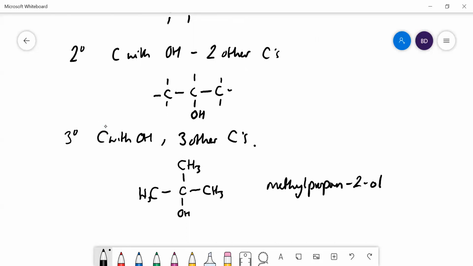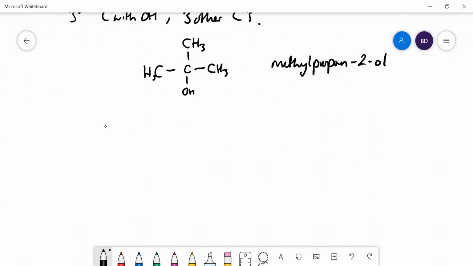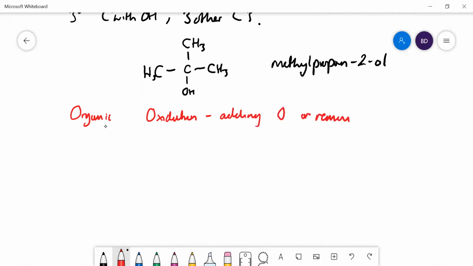Now, the way they're oxidized, whether it's primary, secondary, or tertiary, when you react them with acidified potassium dichromate, you get a different product depending on which it is. If you recall what we said with organic chemistry, oxidation is adding oxygen or removing H. Obviously reduction is the converse of that. So let us have a look at what happens when we try and oxidize a primary alcohol.